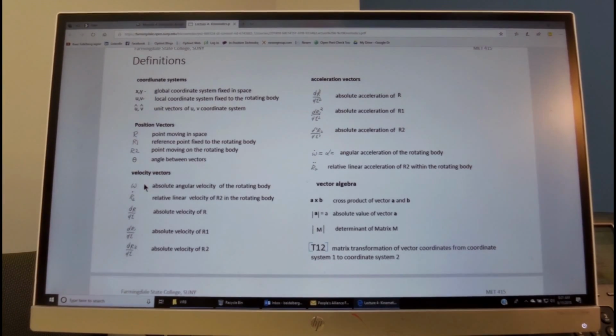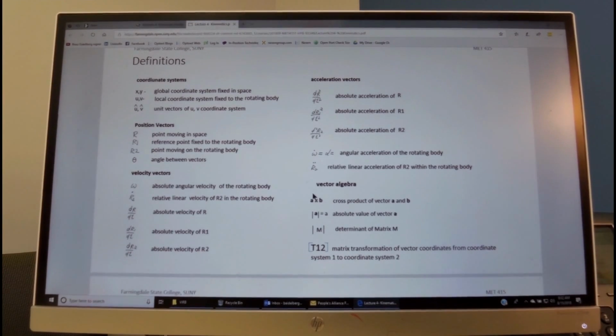And then velocities: omega is the absolute angular velocity, r dot is a relative linear velocity within a rotating body, and when we say dr/dt, then we mean the absolute velocity of vector r. It could be designated as r, r1, or r2. When we take the second derivative, we're talking about the acceleration. d²r/dt² is the absolute acceleration of r. And we also have an angular acceleration, which is defined as alpha, or the derivative of omega, which is omega dot. Also, r double dot is the relative linear acceleration of r2 within the rotating body.